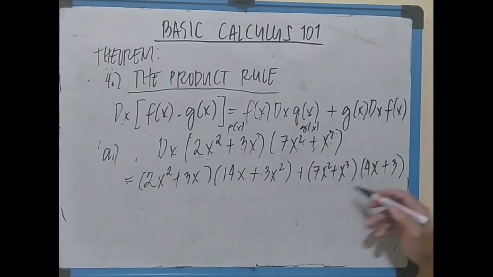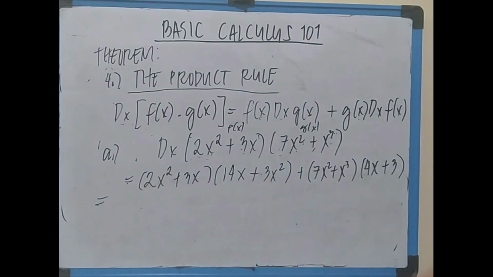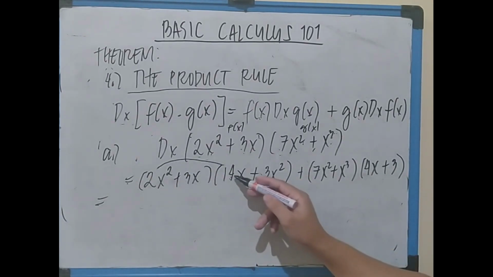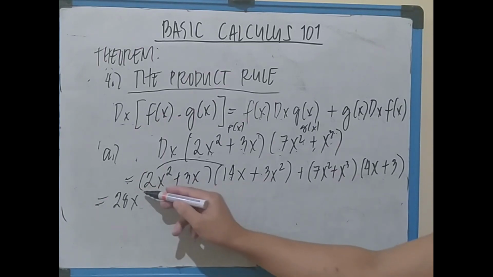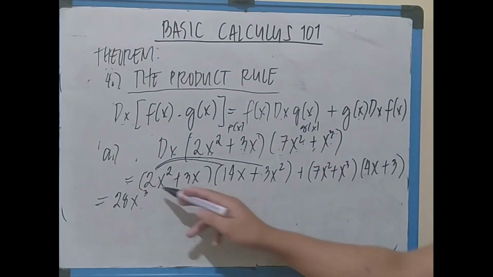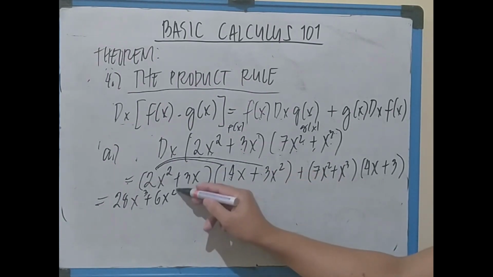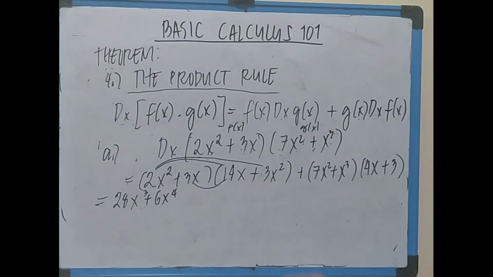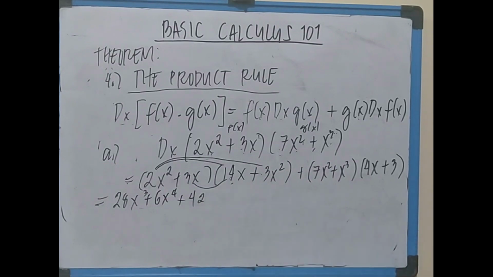So since nakuha na natin siya, before we add, multiply muna natin siya using the distributive property or FOIL method. Isa lang po. Medyo mahaba-haba ito. So 2x squared times 14x, we have now 28x raised to 3. Then 2x squared times 3x squared will be 2 times 3 is 6. Then x, 2 plus 2 will be 4. Then 3x times 14. So we have now 3 times 14, we have now 42.